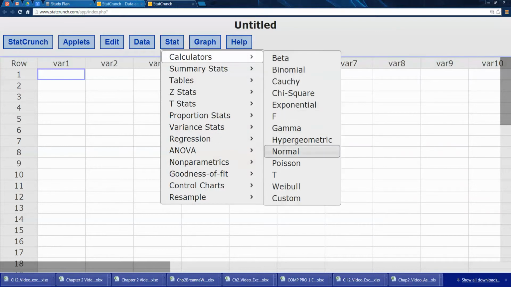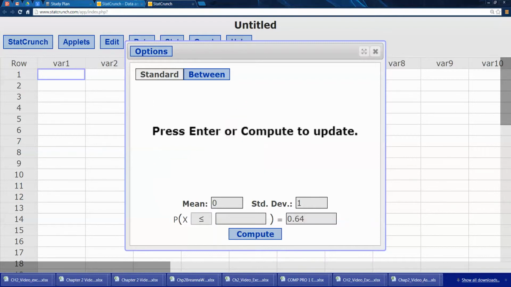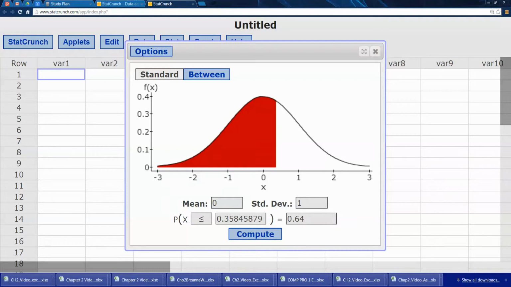There it is, and I need the normal. I want the probability of being less than or equal to this to be 0.64. This red area over here is equal to 64%, and this white area over here would be the complement, because remember the entire normal curve makes 100% or 1. So if you have 64% over here, then you'd have 36% on the right.